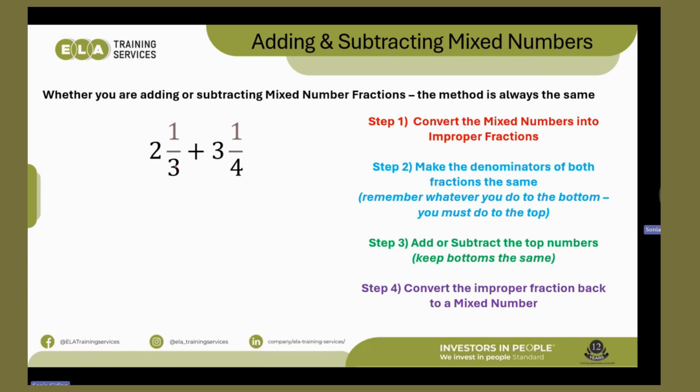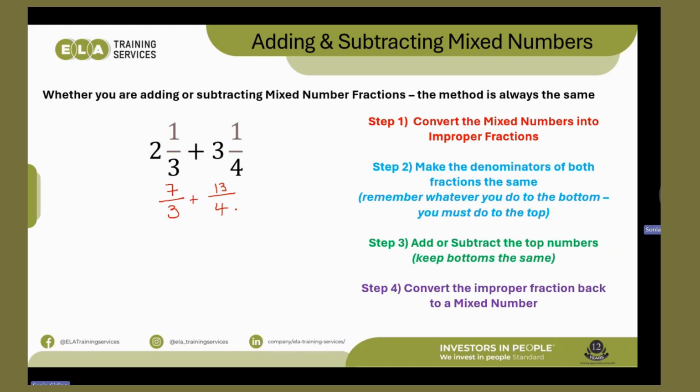So we've got 2 and 1/3, add 3 and 1/4. So 2 times 3 is 6, add the 1, 7 over 3. Then we're going to add our next fraction, so 3 1/4, so we need to convert this first. 3 times 4 is 12, add the 1 is 13/4. And we've done step 1.